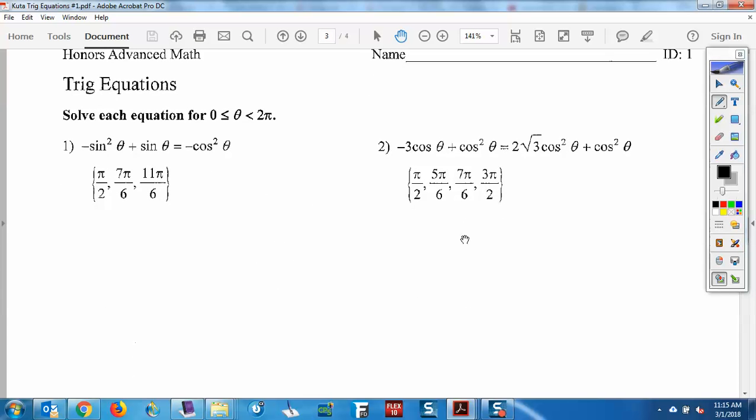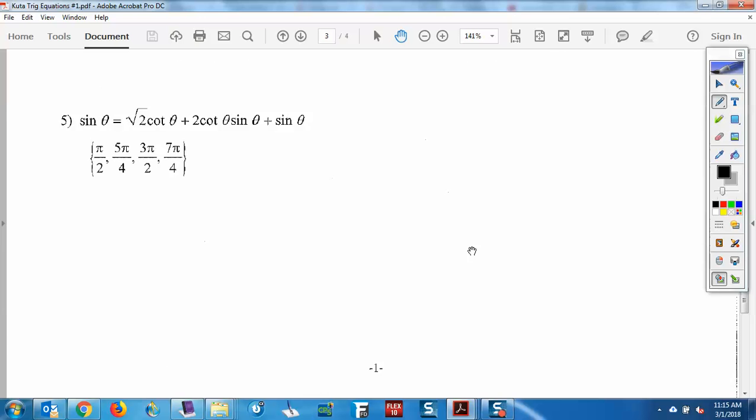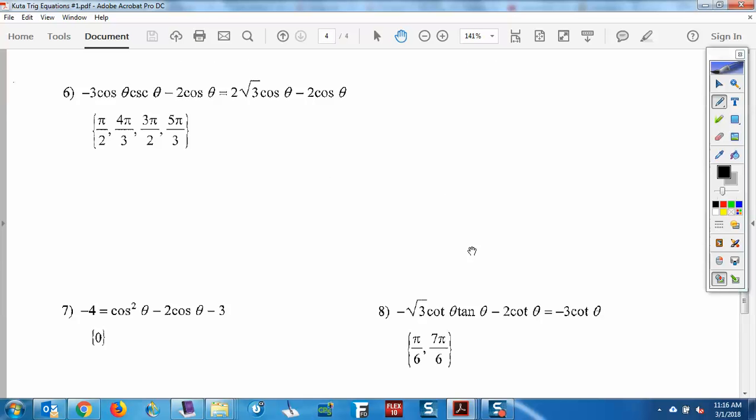Here's 1 and 2. Oh. Well, but it's one wrong, right? Okay. 1 for 3. Here's 3 and 4 and 5. Two, 5. That's height. Okay. Here is 6, 7, and 8.